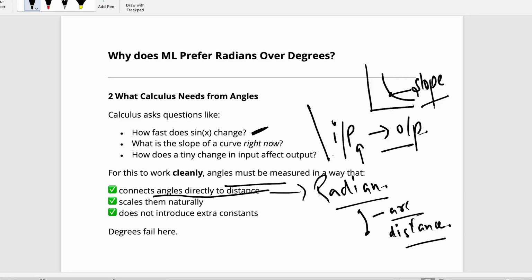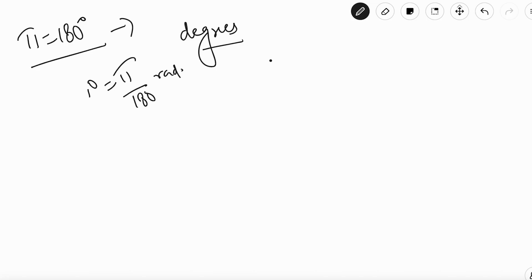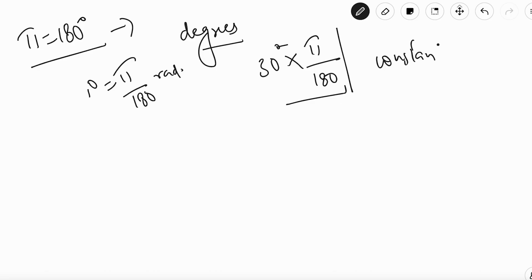So radians are naturally suited for this, and angles should be able to scale naturally. Again, radian is preferred over degrees, and they do not introduce extra constants. Like if the angle is in degrees, for example, we saw that pi radians is equal to 180 degrees. Now if the angle is in degrees, 1 degree will be equal to pi by 180 radians. So if we have something like 30 degrees and we need to convert it into radians, we need to multiply it by pi by 180. So it basically introduces an extra constant for calculations.